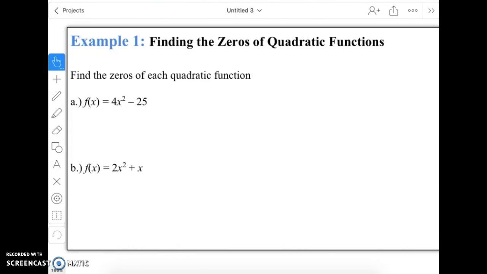All right. This first one, find the zeros of our quadratic function. So if we have this piece as our function, again, we're going to set that equal to 0.